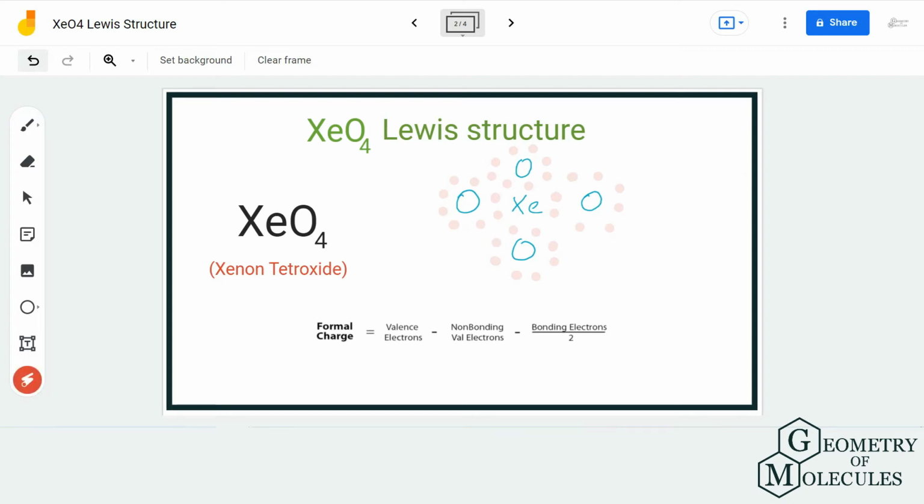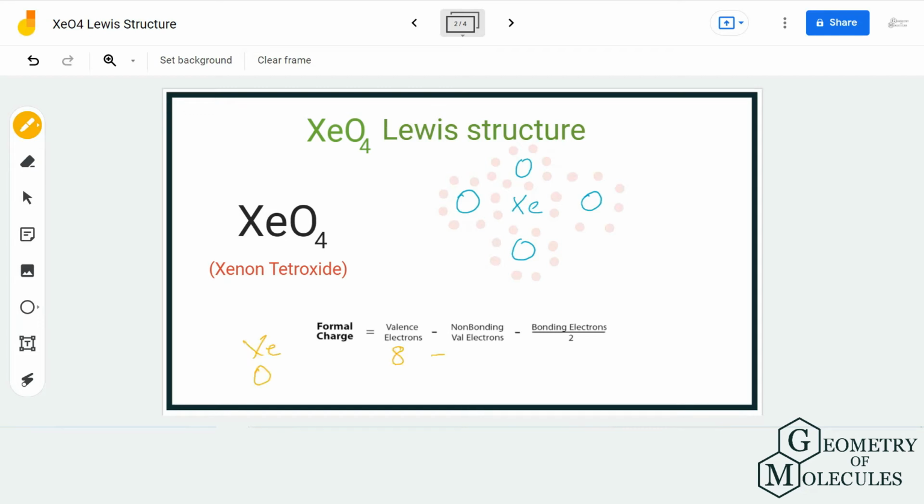So this might seem like a relevant or accepted Lewis structure for XeO4, but let's not forget the fact that xenon can have expanded octets and it can accommodate more electrons. So it is kind of an exception to the octet rule.